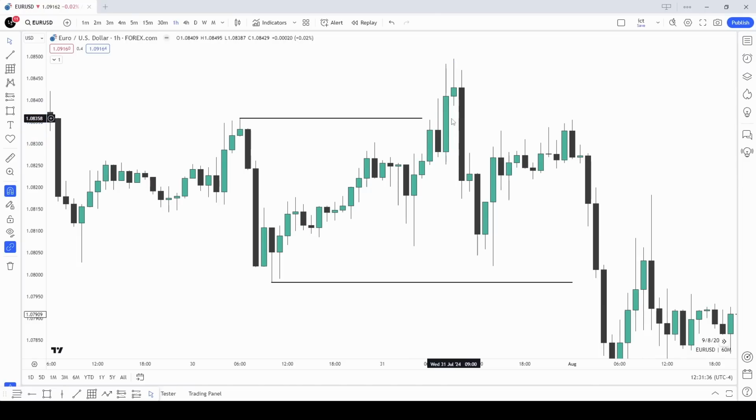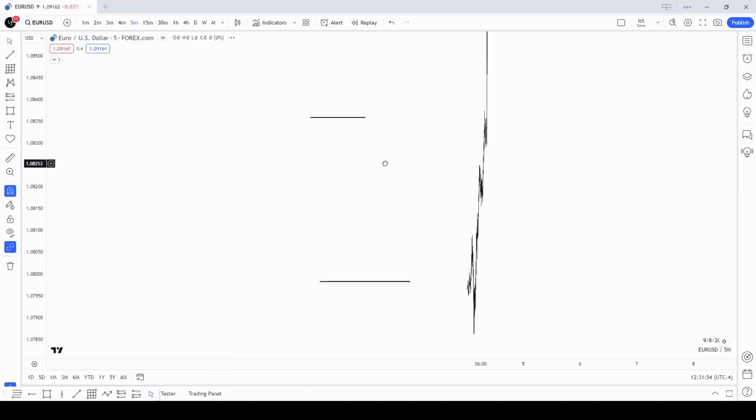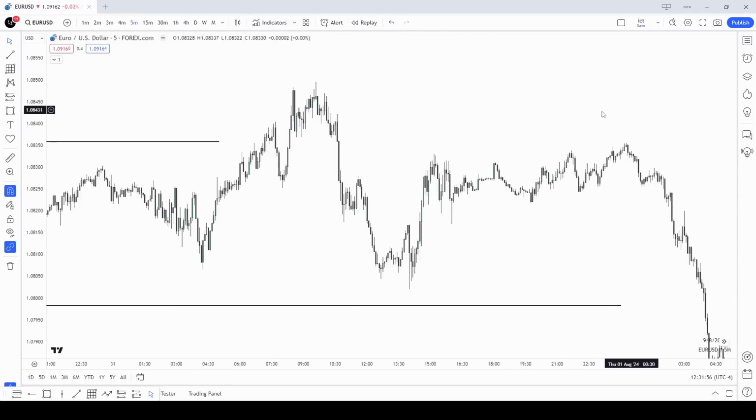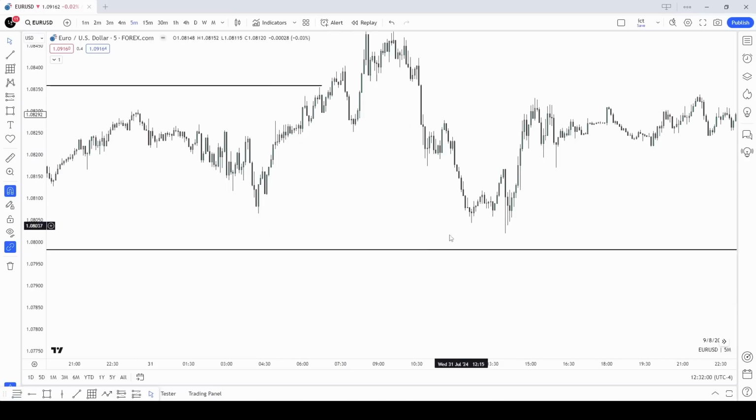Now, what do we need? A 5-minute change in the state of delivery. Do you see how this is really simple? It's not complicated like other ICT concepts. It's not complicated like other mentors on YouTube are telling you. This can be really simple. Close inside the previous candle. Now we drop to the 5-minute, okay? Zooming into the 5-minute time frame. Remember, we have our range. Range high, range low down here.